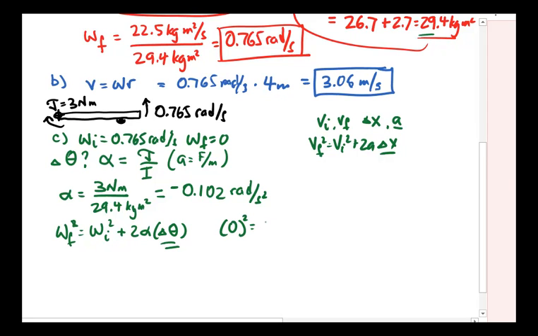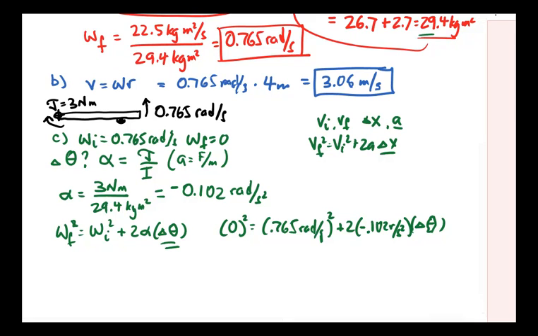It's going to be equal to our 0.765 radians per second squared plus 2 times our alpha. I'm going to put that minus 0.102 radians per second squared. I am just drawn to always putting in units. Sorry about that. I just feel a need to do that. Times delta theta. Let's go and isolate things here.